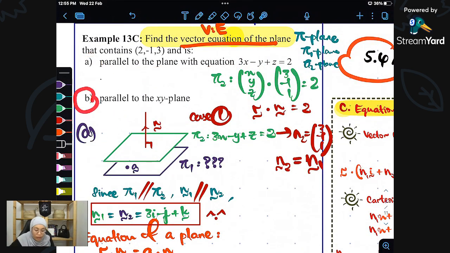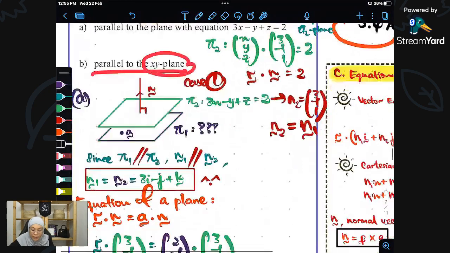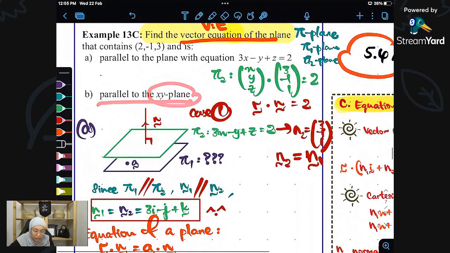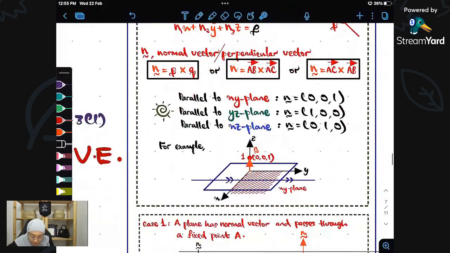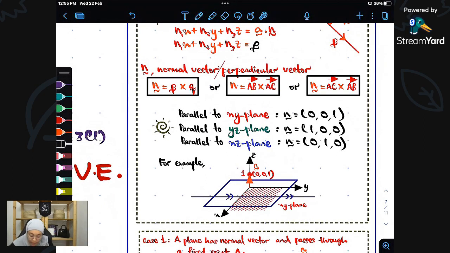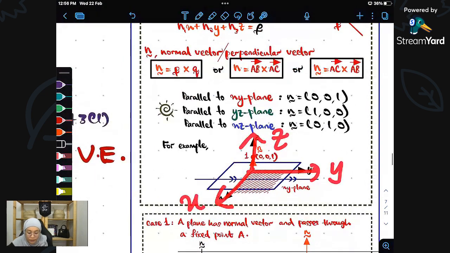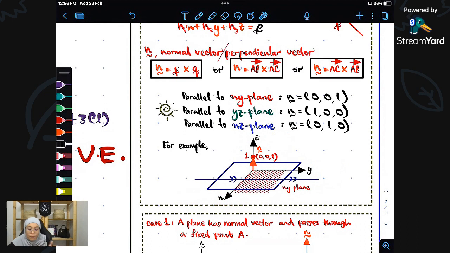So soalan yang kedua pula adalah parallel. A plane that is containing 2, -1 and 3 is parallel to the XY plane. So XY plane adalah apa pula, madam? What is XY plane? So let's have a look at this. XY plane. Okay, first of all kita ada paksi X, kita ada paksi Y dan kita ada paksi Z, betul tak? So setiap paksi ini mempunyai plane, 3 plane. Yang pertama adalah XY plane sebab ini adalah XY.